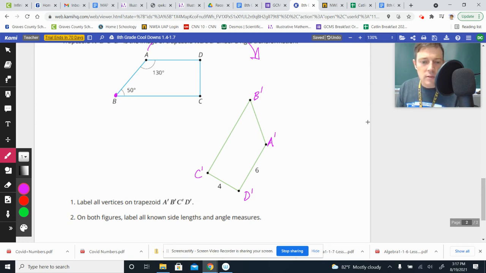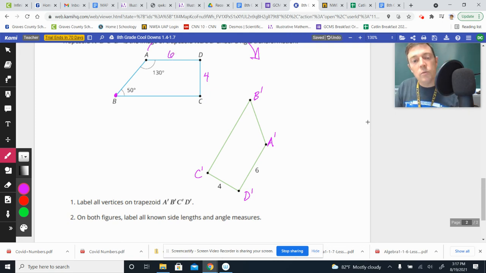everything that you know, side length and angles. So everything that we know is stuff that's given. You don't have to find anything new here. So C to D is 4, so we can label that up here. A to D is 6, so we can label that up here. We get our lengths from down here.